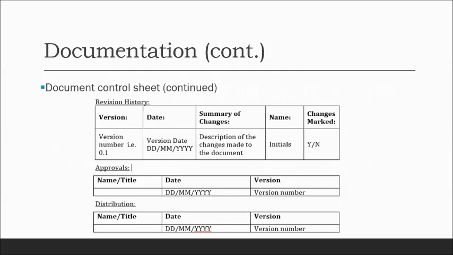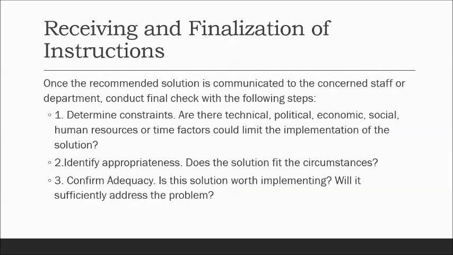Okay? So, yan. Okay? So, paano naman yung pag-receive and pag-finalize ng instructions? Okay? So, sabi dito, once the recommended solution is communicated to the concerned staff, kailangan daw meron tayong gagawing final check. Okay? You have to check kung tama ba yung ating nagawa na recommended solution. Okay. So number one is determine constraints. Pag sinabi natin constraints, ano yung mga pwedeng obstacles or challenges? Okay? Doon sa ating recommended solution.